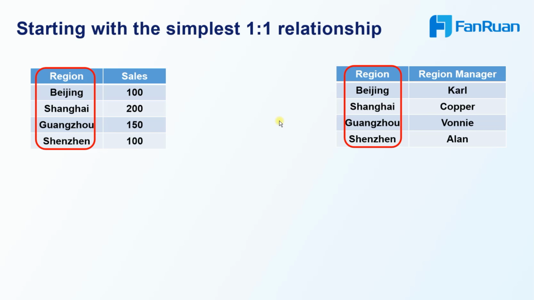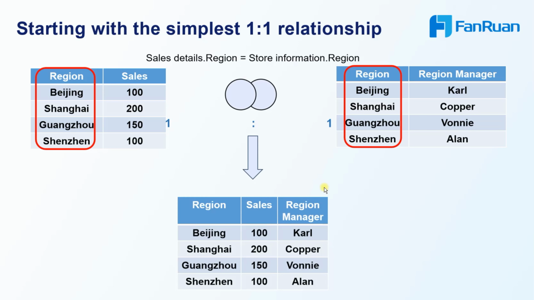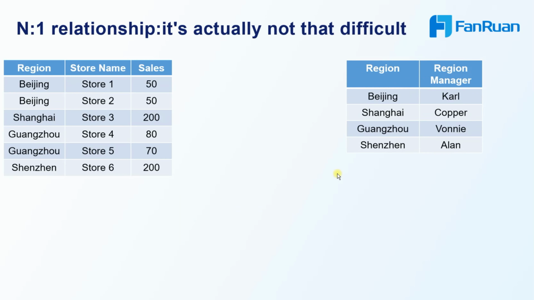We can match these tables based on the region field and then join them, resulting in a table showing which region manager corresponds to each region, along with the sales data. This is a simple one-to-one relationship, which is easy to understand. After understanding the one-to-one relationship, let's look at the one-to-many relationship, which is also easy to grasp.